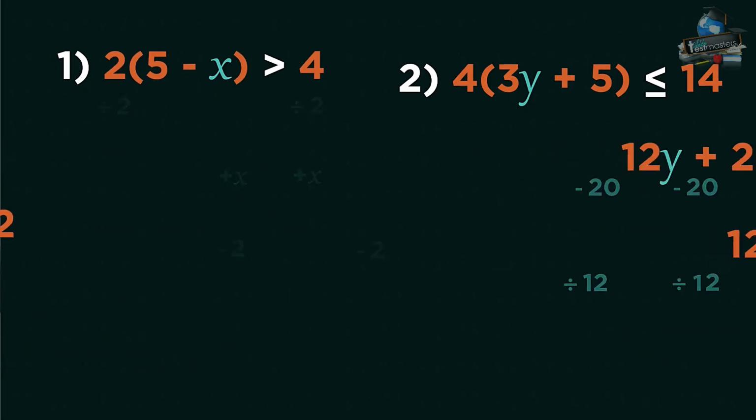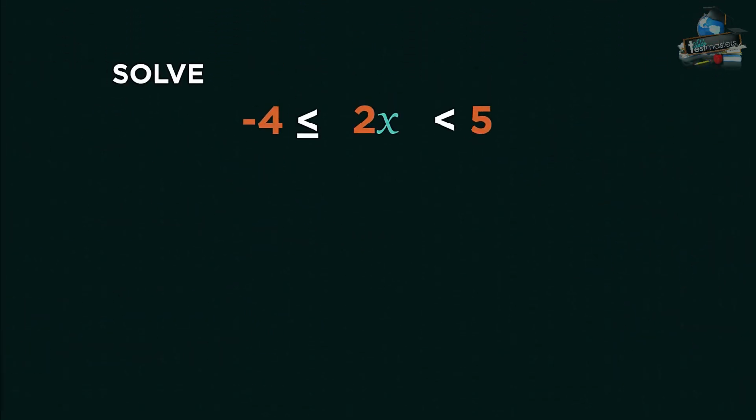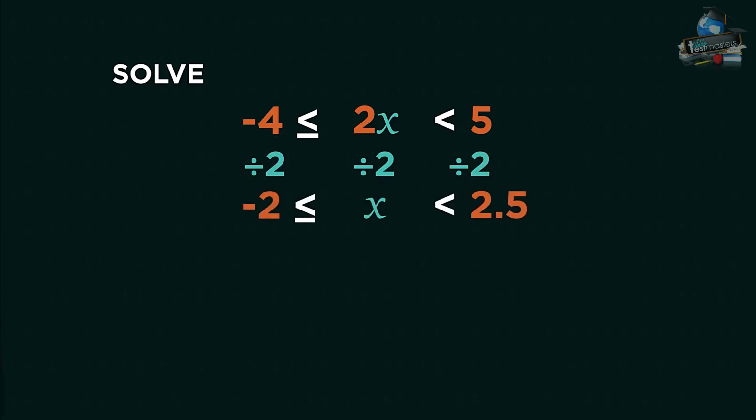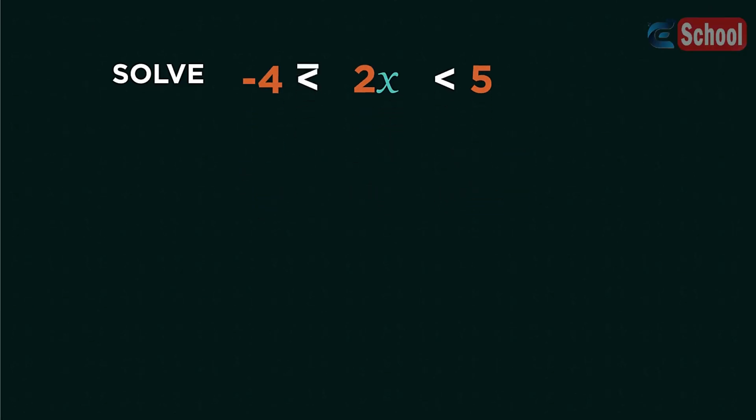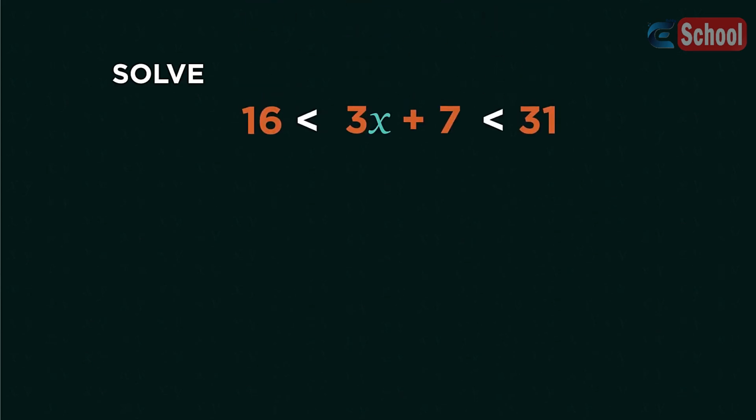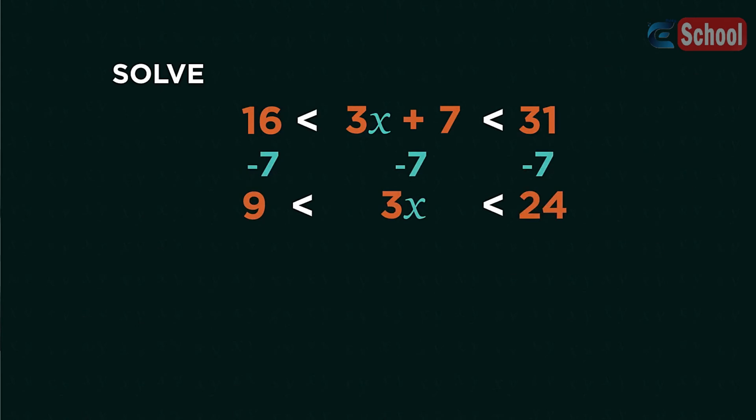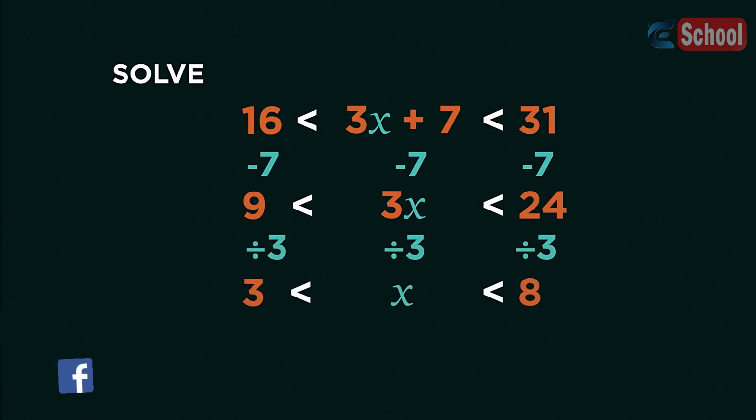What if we were given this question? We need to get x on its own in the middle. Whatever we do to one part, we need to do to all of the other parts. So divide everything by 2, and that's our final answer. Or, on this one, we need to subtract 7 from every part, and then divide every part by 3.